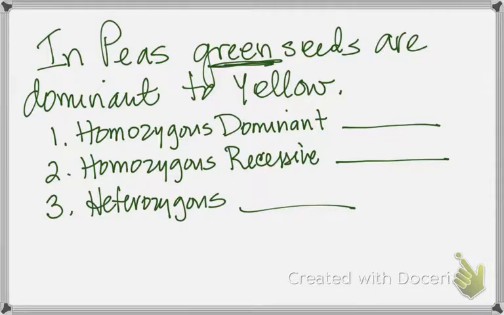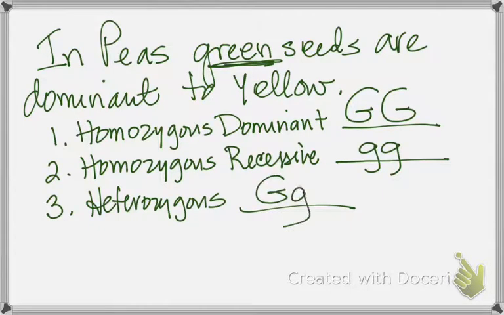So if you were watching at home, you would pause the video and try this. All right, how'd you do? So, homozygous dominant, did you get it? Big G, big G. Homozygous recessive, little g, little g. You have to use G's because it's the same trait. Heterozygous, big G, little g. Okay, we're talking about one gene, so that's why we stick with the same letters.